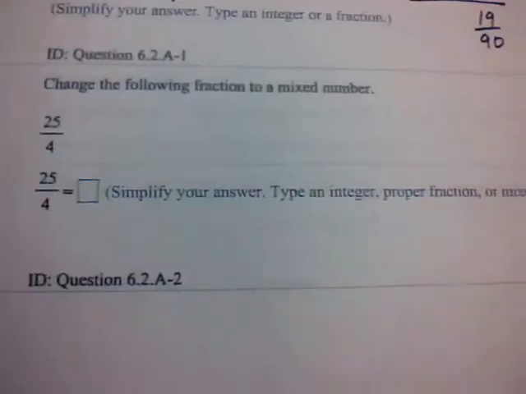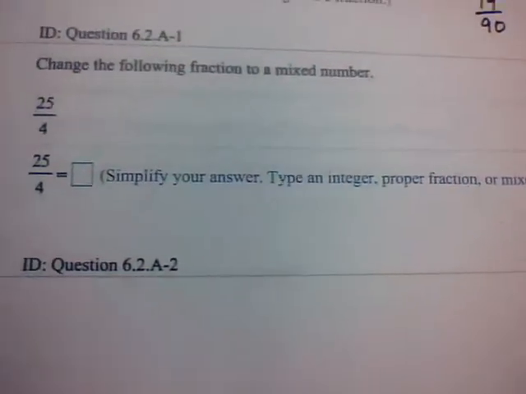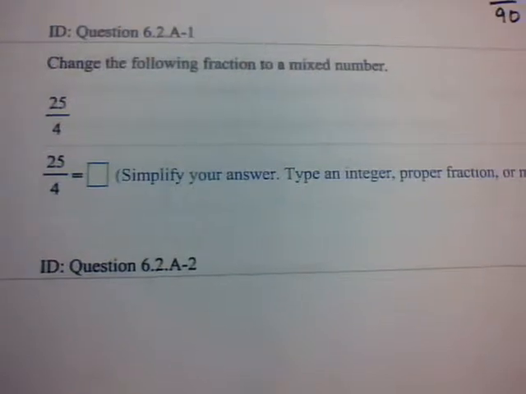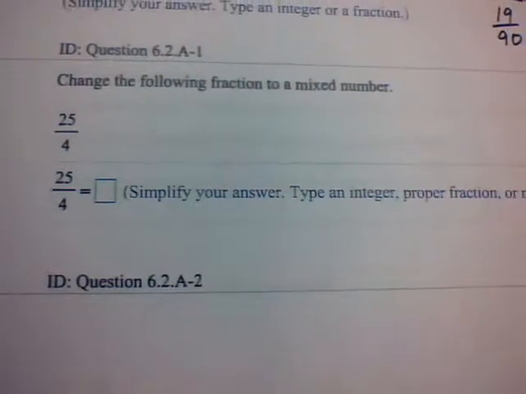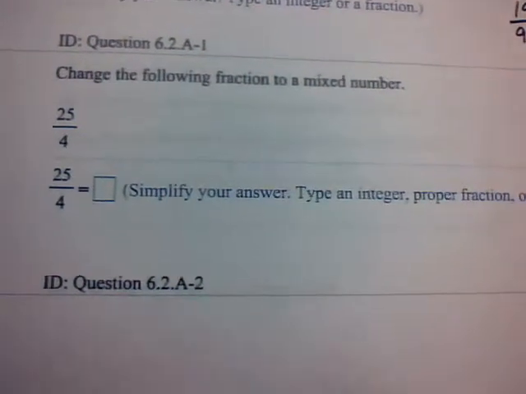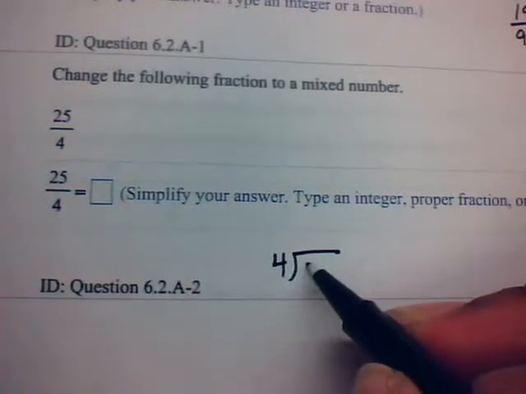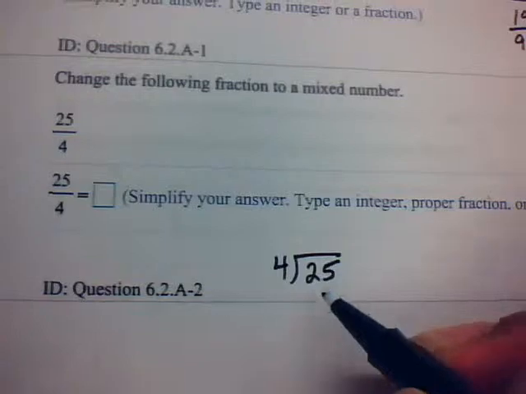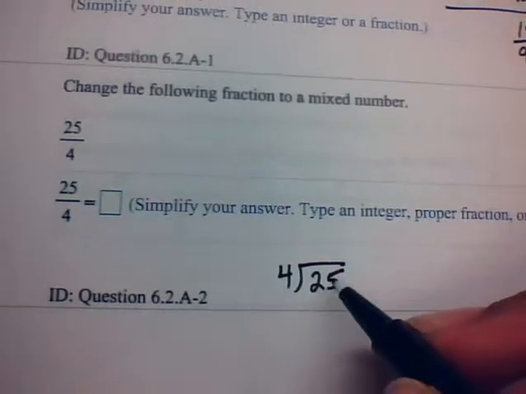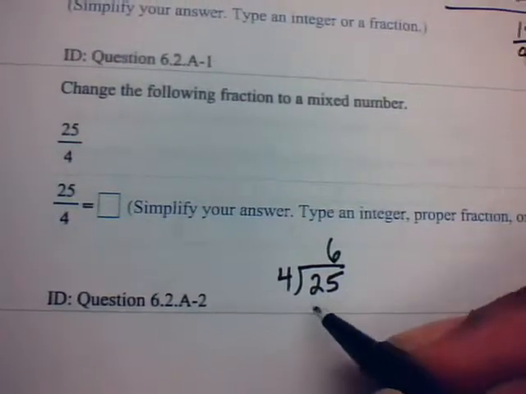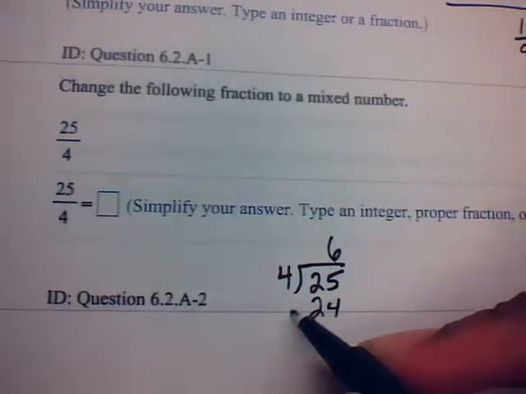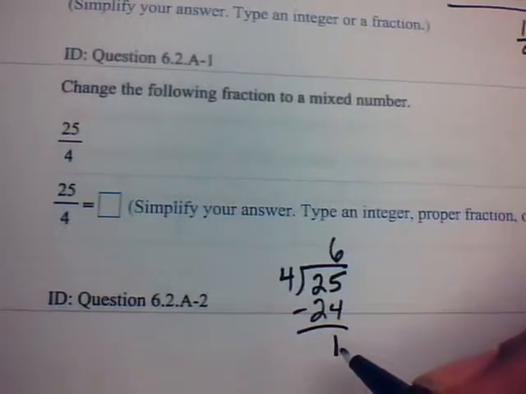Number 2 is to change the following fraction to a mixed number. Here we want to change 25/4 to a mixed number. So in this case we can do a division by dividing 4 into 25. And of course 4 goes into 25 6 times, and that means we're going to have 1 left over.